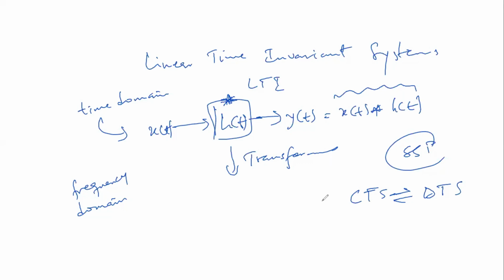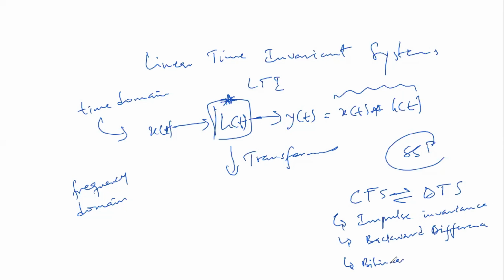And then we talked about three techniques: the impulse invariance method, then we also mentioned the backward difference method, and then the bilinear transformation method.